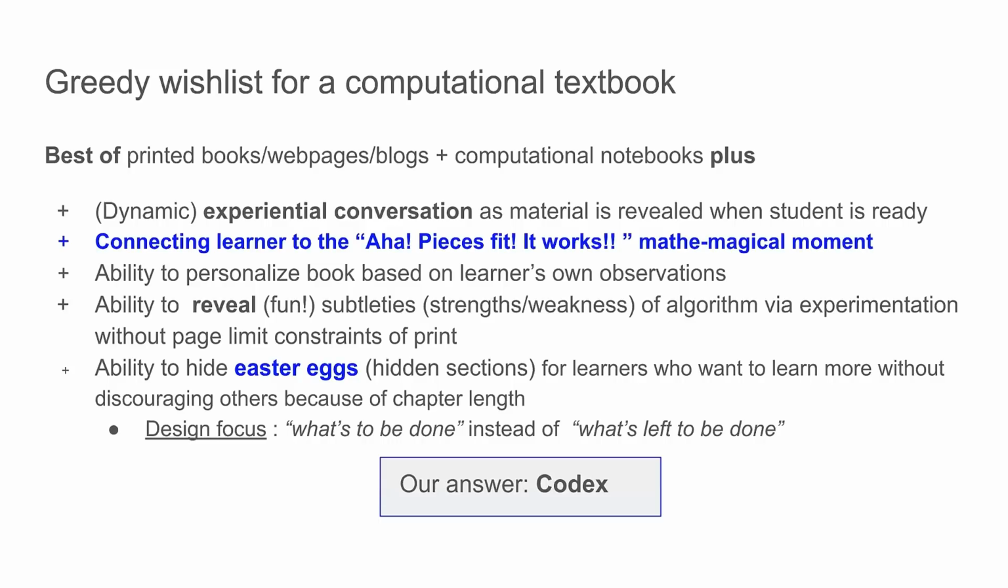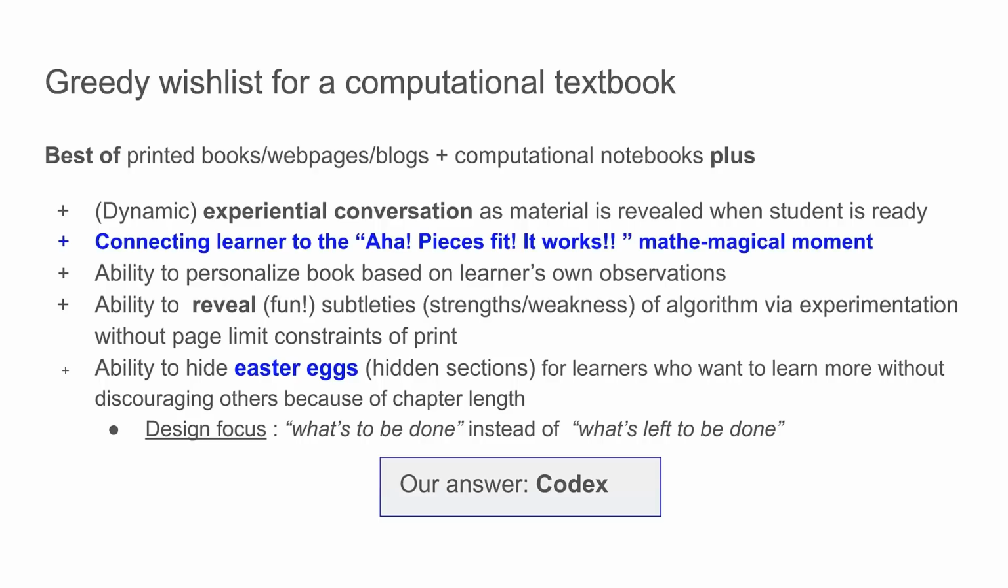Other aspects of the books that we'd love to incorporate, which go beyond books and notebooks, are the ability to personalize the book based on the learner's own observation, and the ability to reveal, often the most fun part of learning machine learning or computational sciences, the various subtleties, particularly the strengths and weaknesses of algorithms via experimentation, in a way that you can't really do in a printed book, because in a printed book, you're worried about how many pages you have to write or print out and how to format these things.